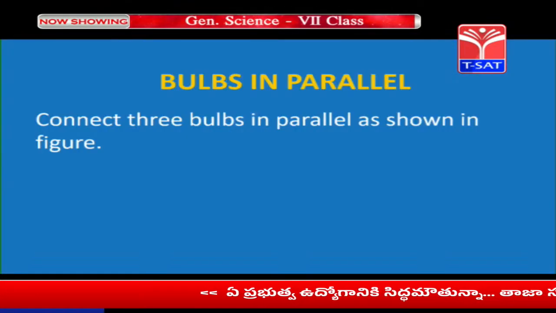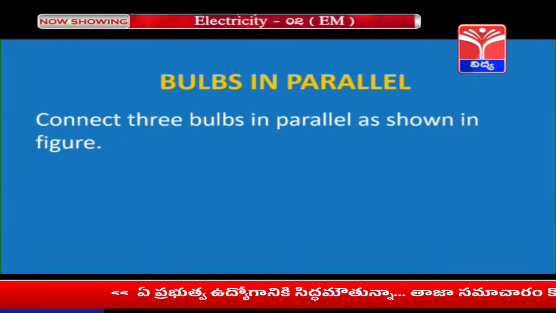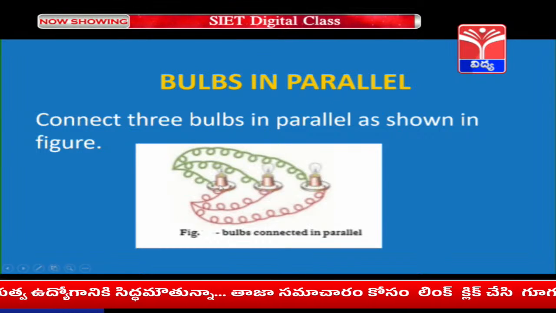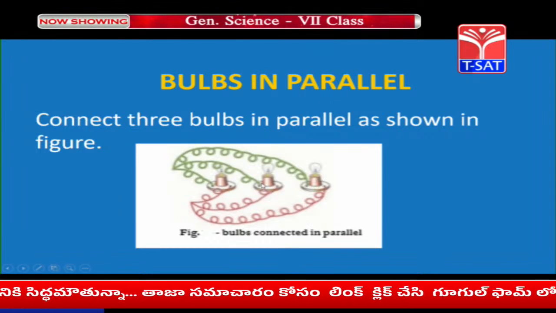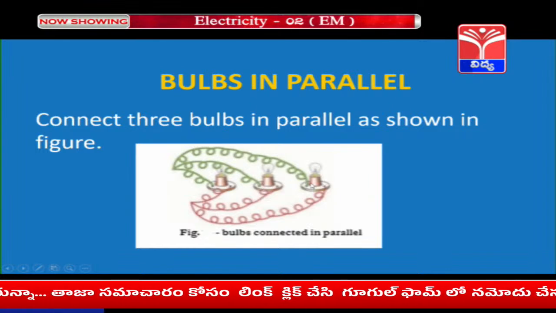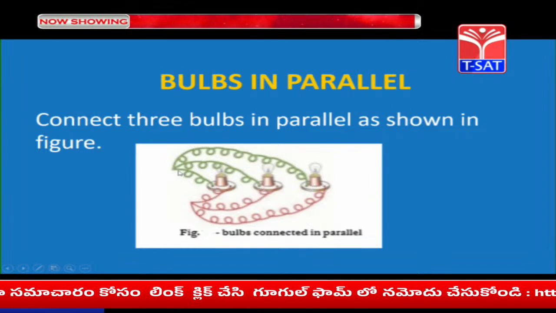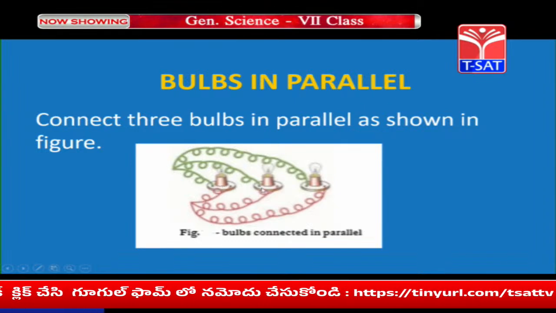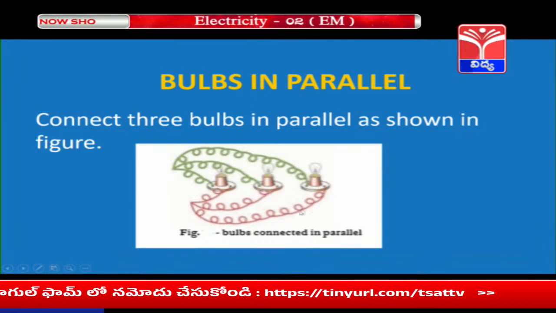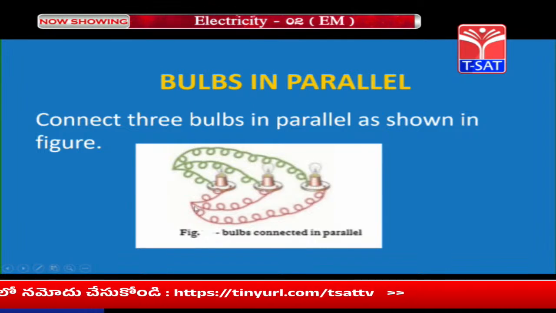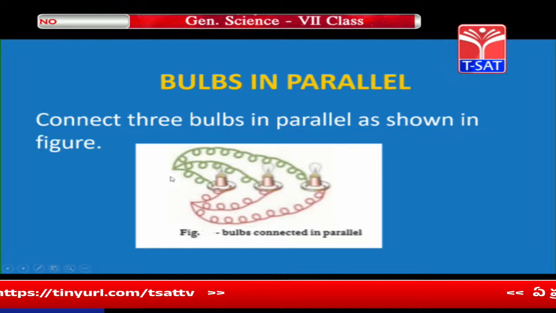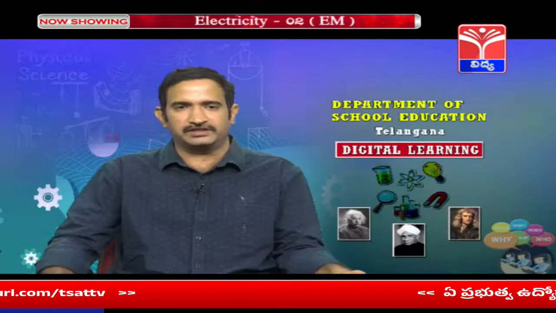Now, bulbs in parallel. Connect the 3 bulbs in parallel as shown in the figure. Let us see the connection. Here you see one end of the first bulb, one end of the second bulb, and one end of the third bulb are connected at one point to a single wire. That means the other ends of the first, second and third bulbs are connected at a single point. Now, here we can connect the wire to the battery. This type of arrangement is nothing but a parallel arrangement of bulbs.